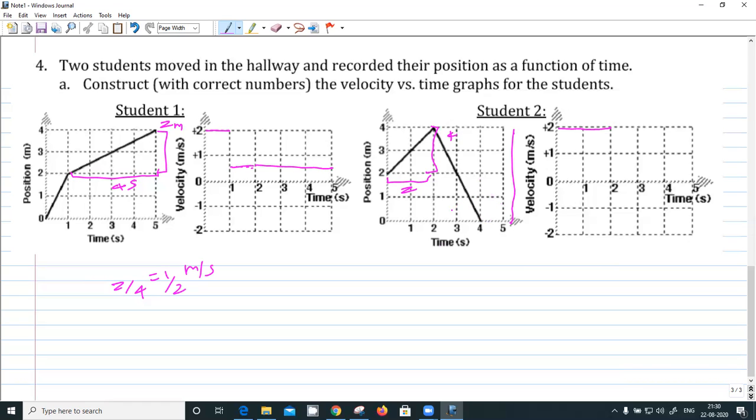So -4. No. See, the final position is -4. Initial position is +4. So the total distance traveled is -8. The value is 8, but in the negative direction, right? So -8. Okay, so delta x is final x minus initial x. Final x is -4, initial x is +4, and the time is 2 seconds, right? So this is -8 by 2. So that is -4.